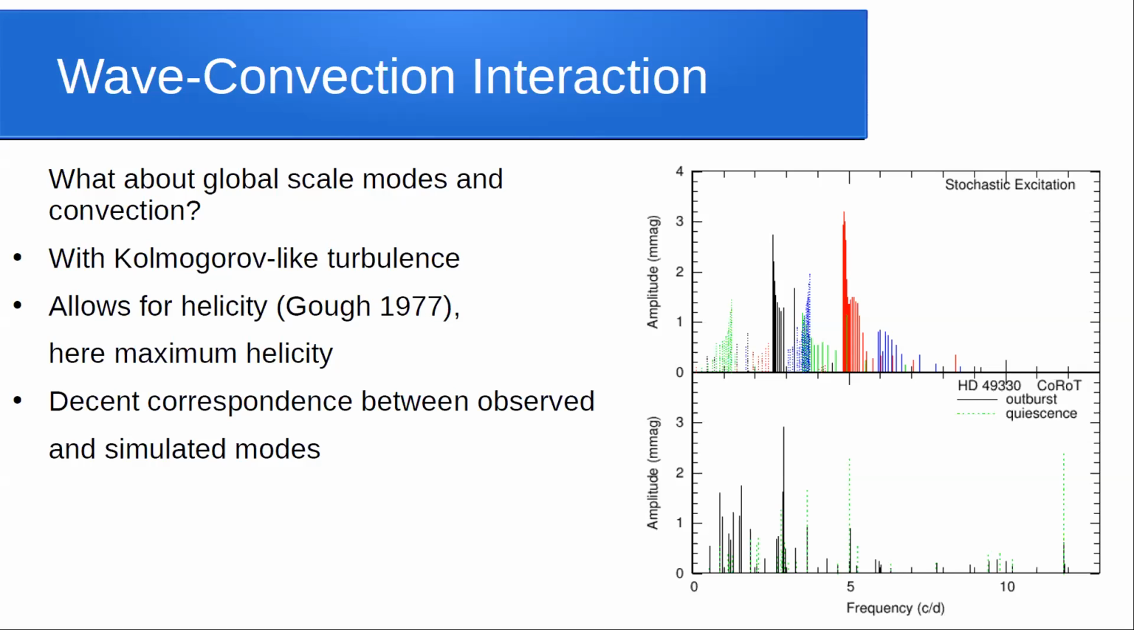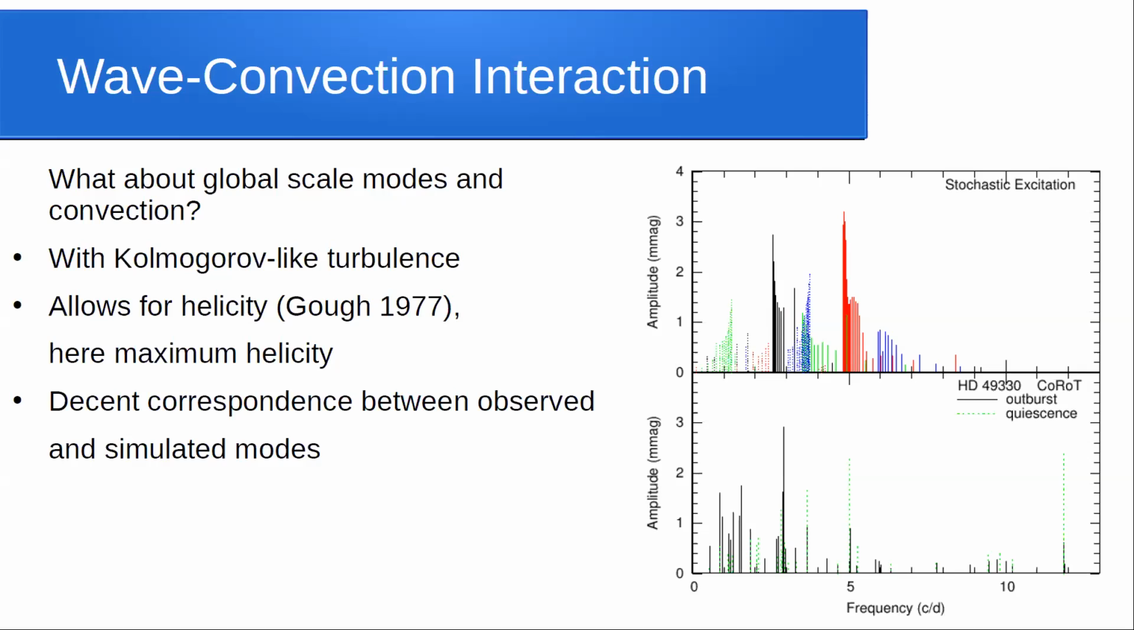So this means it can be non-isotropic. So this would be like following Goth 1977, different paper though. And in this case, we chose maximum helicity because this thing's rotating really quickly. So the driving should be quite helical, even at large scales, and even at small scales, rather.